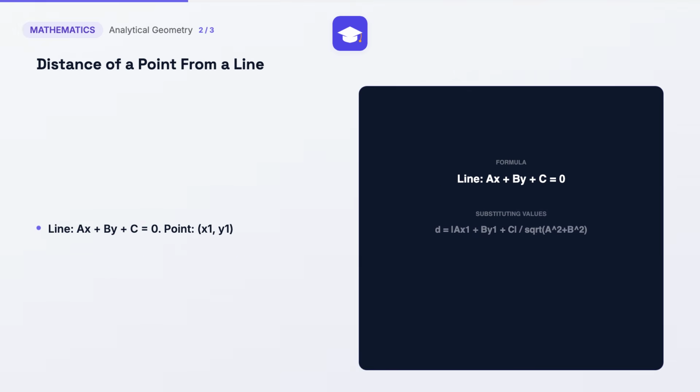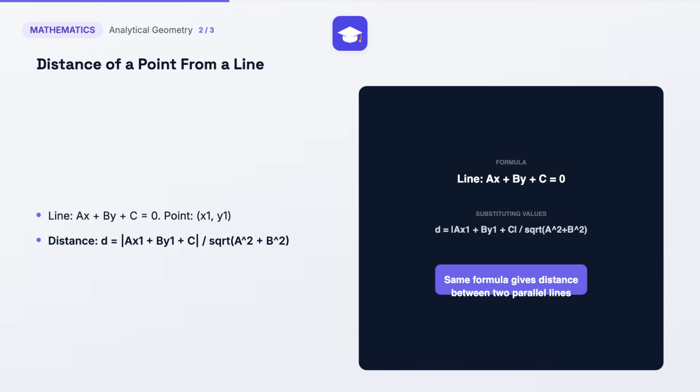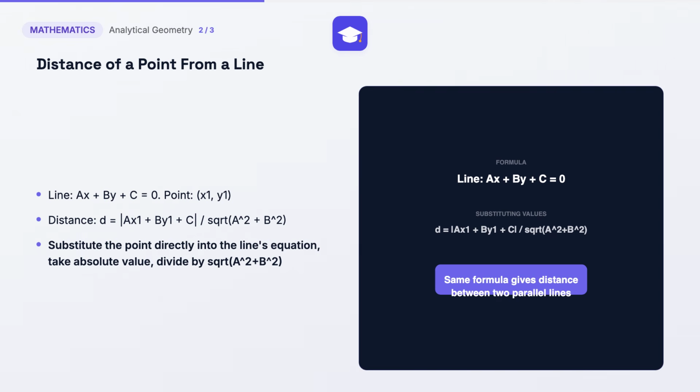For a line written in the general form ax plus by plus c equals 0, the perpendicular distance from any point (x1, y1) to that line is given by d equals the absolute value of a x1 plus b y1 plus c all over the square root of a squared plus b squared. This formula is derived by dropping a perpendicular from the point directly onto the line and computing its exact length using the line's own direction and normal vector.